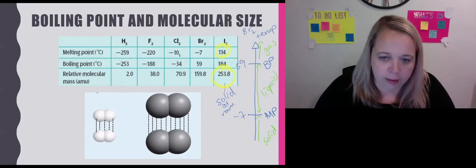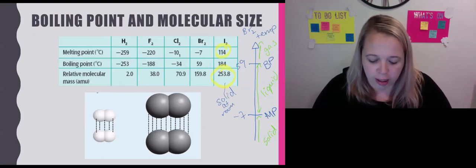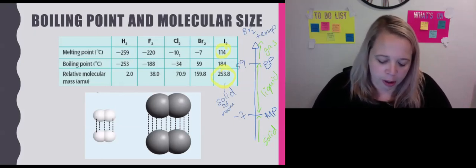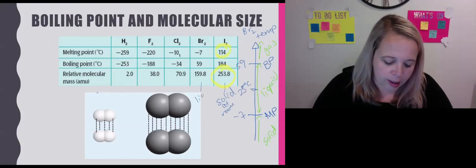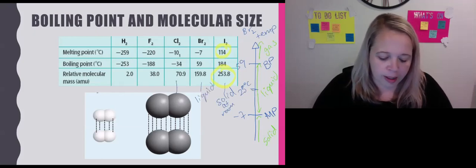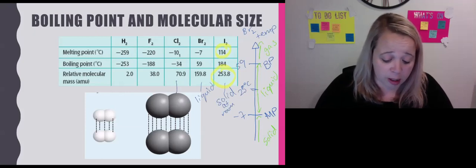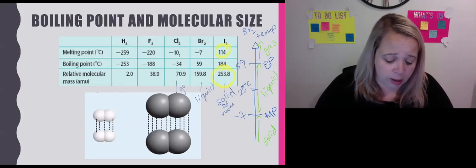What about bromine? So bromine, which is an example over here, room temperature is about 25 degrees. So what are we going to get? Bromine should be a liquid at room temp. What do we see with chlorine? Its melting point and its boiling point are really, really low. So this one is going to be a gas.